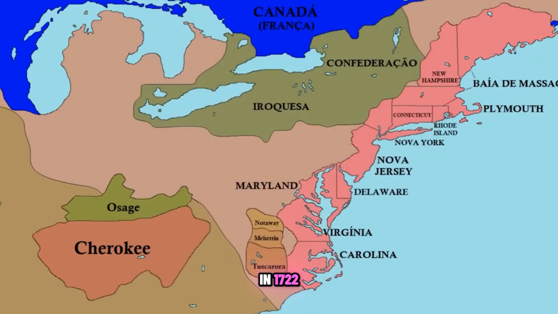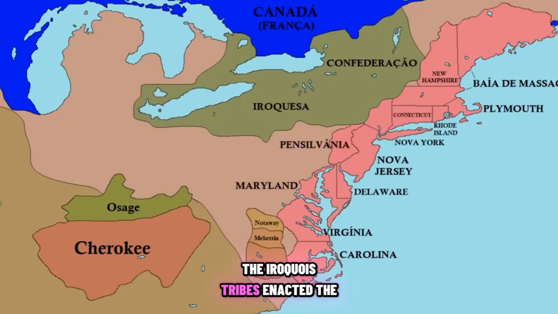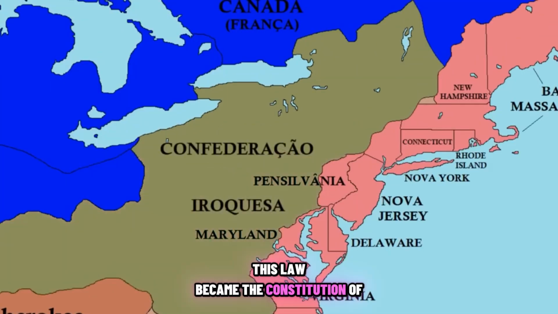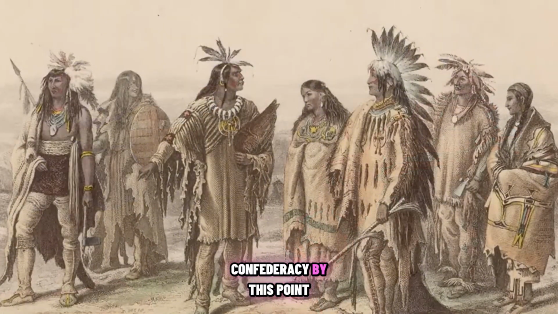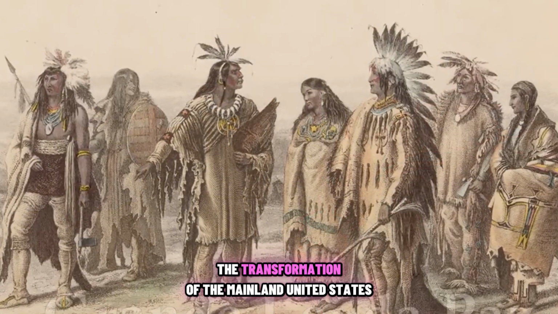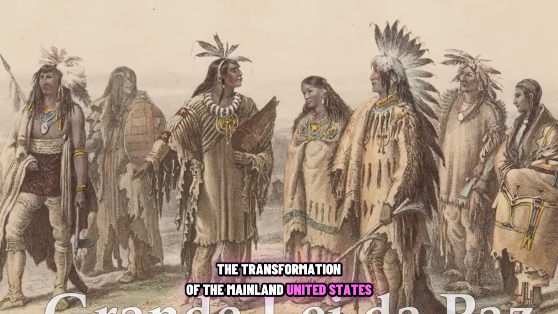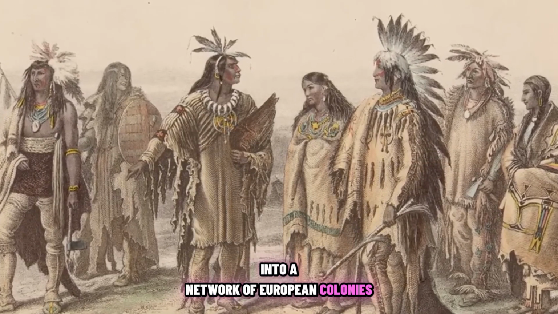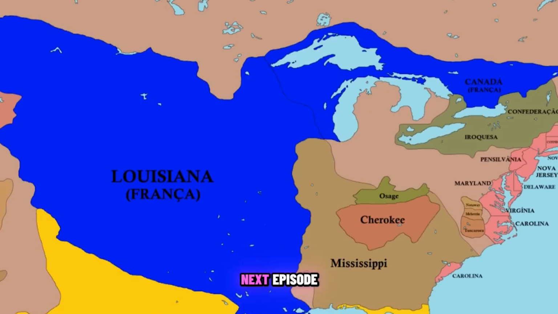In 1722, the Iroquois tribes enacted the Great Law of Peace, issued by the Iroquois Confederacy. This law became the Constitution of the Iroquois Confederacy. By this point, the transformation of the mainland United States from unclaimed land into a network of European colonies had been completed.